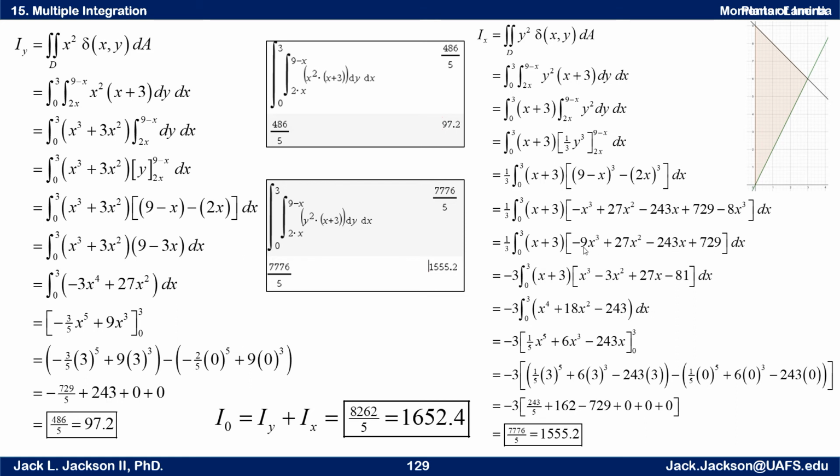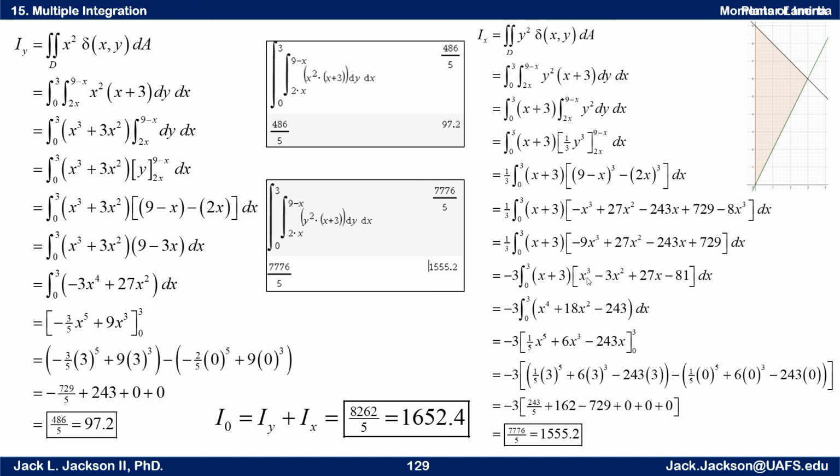I'm going to factor out a negative 9. Negative 9 times the 1/3 in the front is a negative 3, so I'm just dividing all these terms by negative 9. Negative 9 divided by negative 9 is positive 1. 27 divided by negative 9 is negative 3. Negative 243 divided by negative 9 is positive 27. And 729 divided by negative 9 is negative 81. All right, now we need to multiply this out.